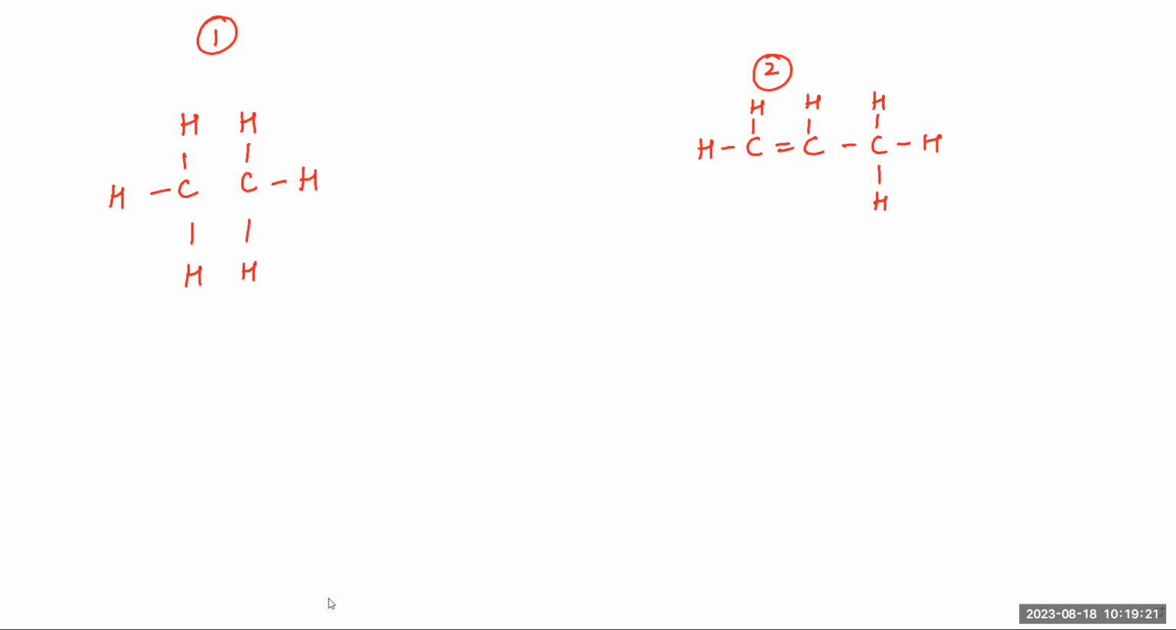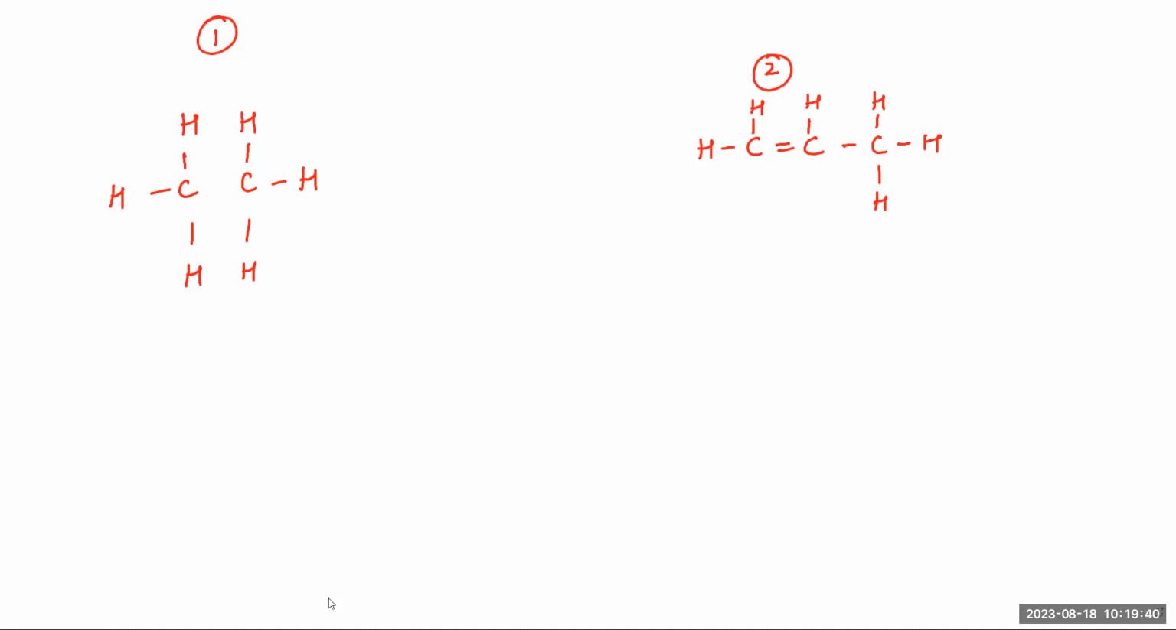So let's learn about naming of IUPAC names of organic compounds. Now to name these compounds, there are some important rules that need to be followed. So let's take some examples. Let us now begin with the first example.